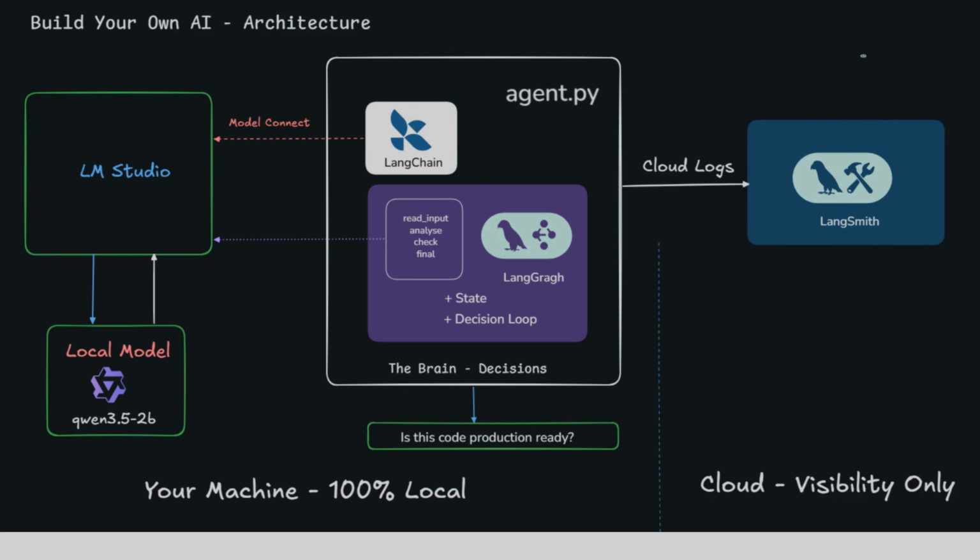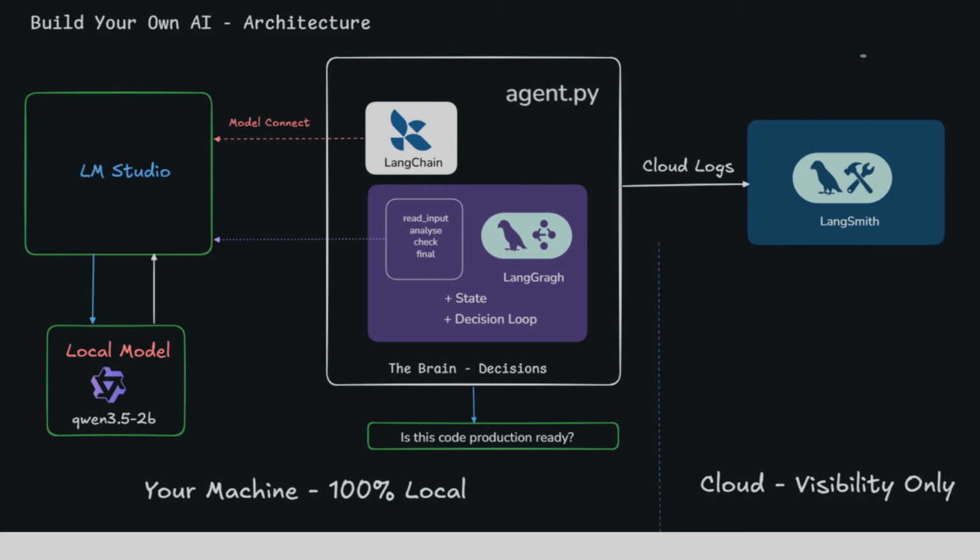On the left, you have LM Studio running our local model. So whenever a node requires actual reasoning, LangChain sends the prompt to LM Studio. The model processes it and the response comes back. On the right, you can see LangSmith, a one-way arrow, logging only. Every time a node runs, every time the model is called, a complete trace is sent to LangSmith. It never sends anything back. It only records what happened.